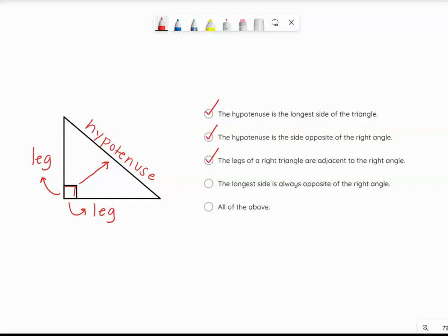The longest side is always opposite of the right angle. Well, if the hypotenuse is always the longest side, then yes, that is true. And therefore, all of these statements are correct about our right triangle. And so now that we know this, let's look at some examples of right triangles and try to identify if the side represents a leg or if the side represents a hypotenuse.